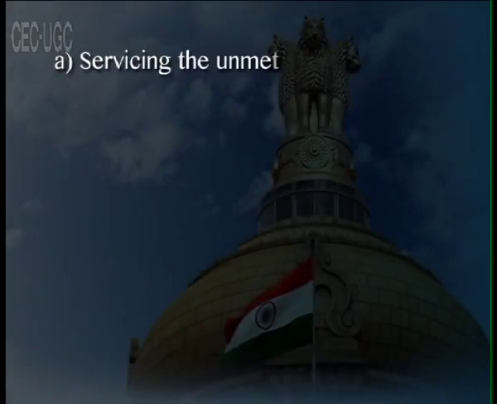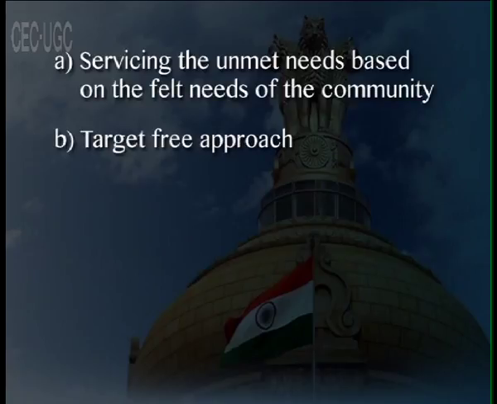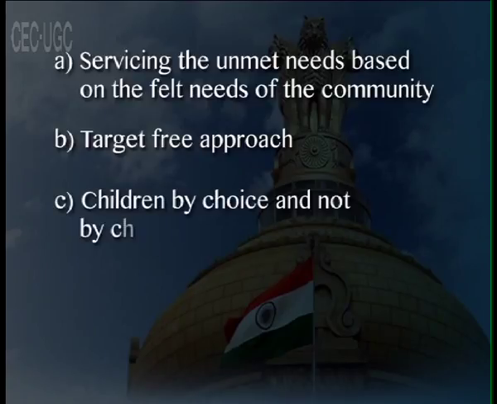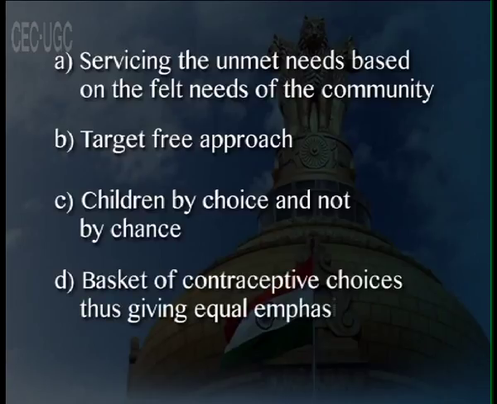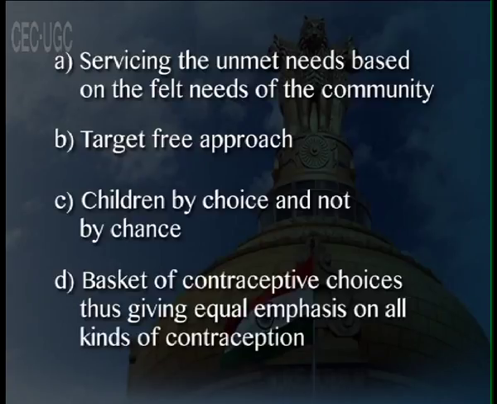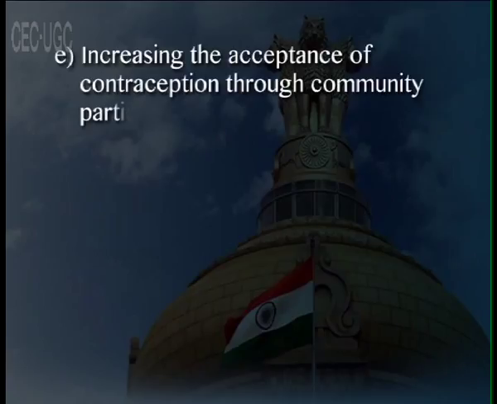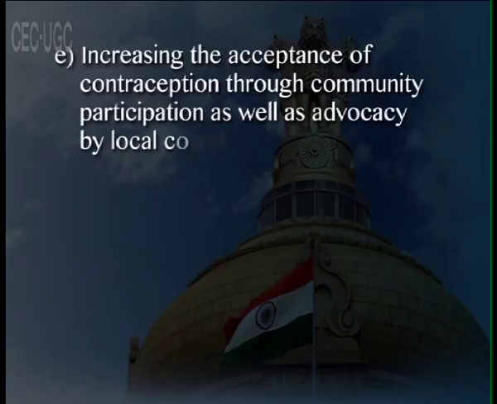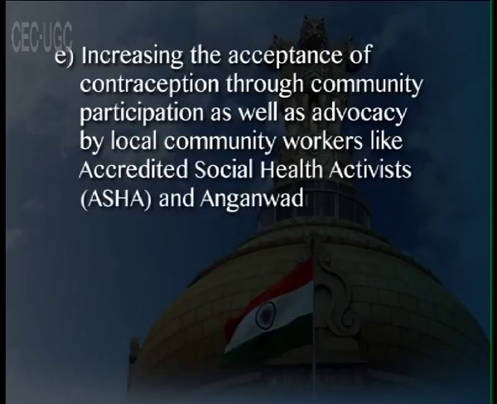Like other countries, India has also set certain interventions for strategic delivery of the program, which are as under. A. Servicing the unmet needs based on the felt needs of the community. B. A target-free approach. C. Children by choice and not by chance. D. Basket of contraceptive choices, thus giving equal emphasis on all kinds of contraception. E. Increasing the acceptance of contraception through community participation as well as advocacy by local community workers like accredited social health activists, popularly known as the ASHA and Anganwadi workers.